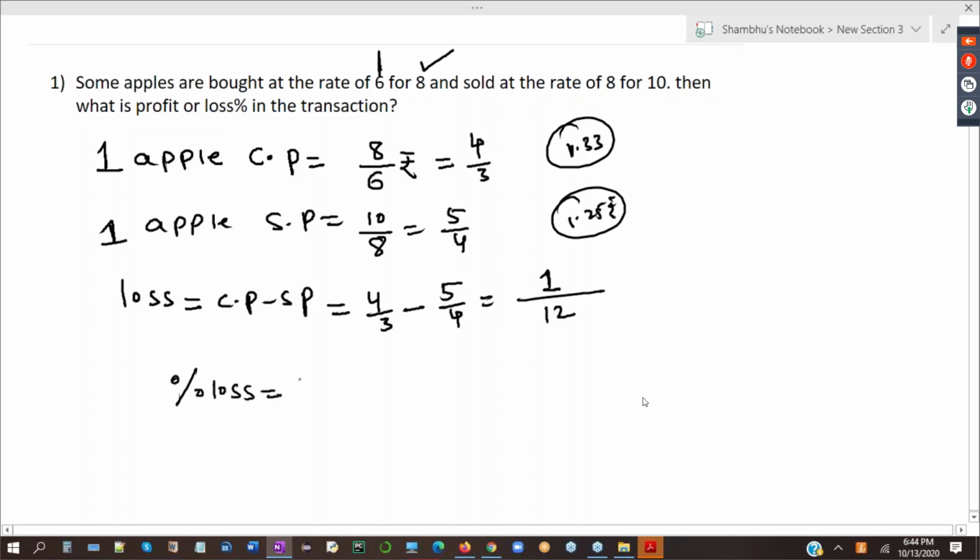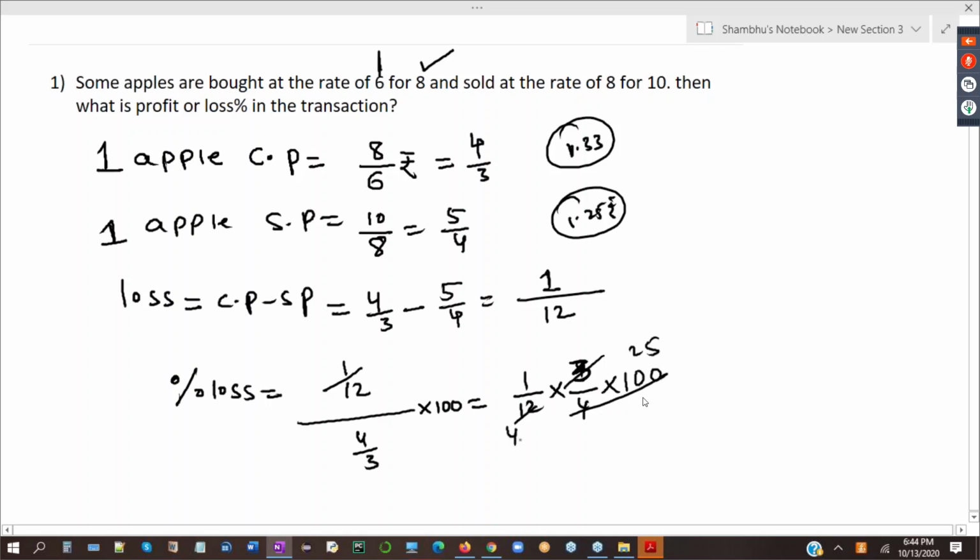And percent loss is loss 1 by 12 divided by CP, CP is 4 by 3, multiplied by 100. So 1 by 12 into 3 by 4 into 100. 4 into 25, 3 into 4. 25 by 4%, which is 6 1 by 4%. 6.25% or 6 1 by 4% is loss percent.